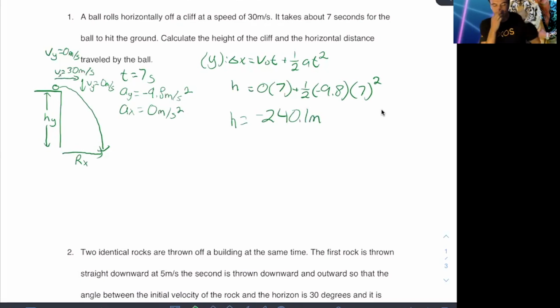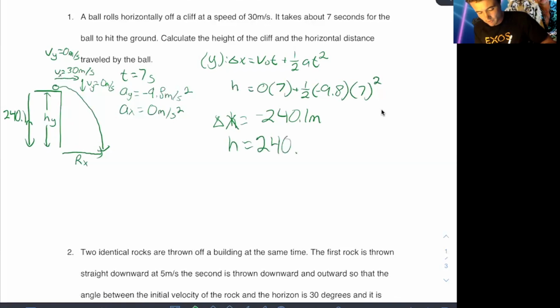So it's negative because the ball is falling in the negative direction, right? So just make sure you understand that. The ball is falling in the negative direction, so you have a negative displacement. So essentially it fell 240.1 meters. All right, so that's going to give you a negative displacement. So just understand that the height of it is positive 240.1. Right, so we'll just say this is essentially the displacement, and the height equals 240.1 meters. Okay, so just understand the distinction there.